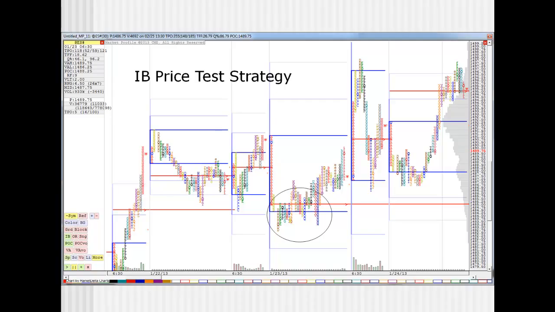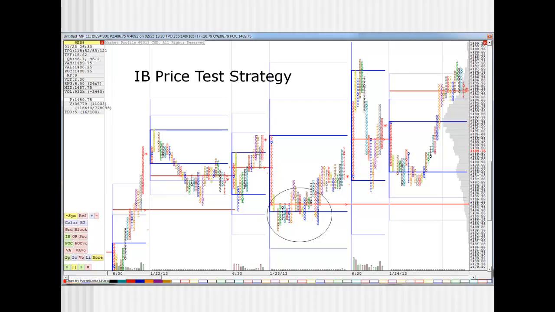So once prices come to test, we're not going to react based on a single test. Usually we want to look for a minimum of two tests, and then what happens? Well, if we get two tests and both tests fail at the IB level, then we get a range extension. We take the trade in the direction of where the range extension takes place. Very simple strategy, but very effective.